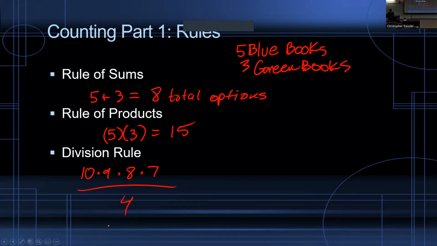Now, if I do this math real quick, we get 10 times 9 times 8 times 7, we get 5,040, divided by 4, which is 1260, which I believe is the same answer that you get in the lecture slides on Dobbin's slides. So keep that in mind.